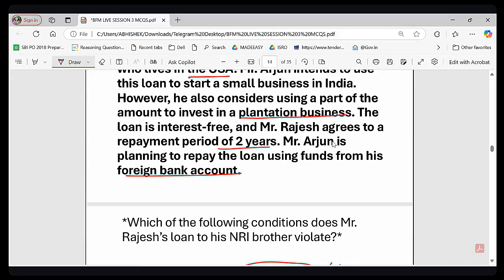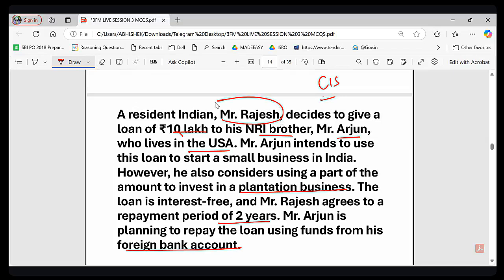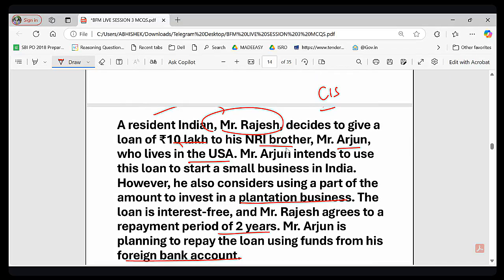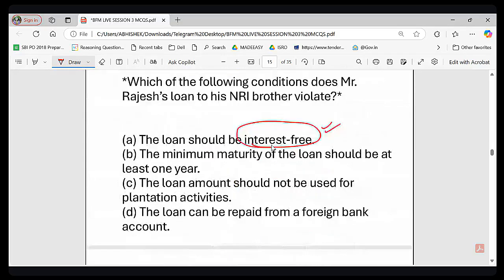In this particular case, it is clearly written that Mr. Rajesh is a resident Indian and he is giving a loan to his NRI brother, Mr. Arjun, and it is clearly written as an interest-free loan. So if this loan is interest free, Mr. Rajesh is not violating any condition. Mr. Rajesh has fulfilled the condition.